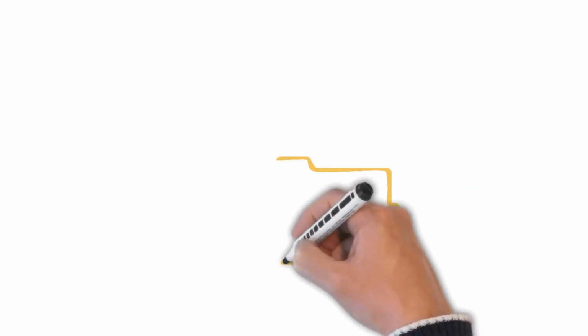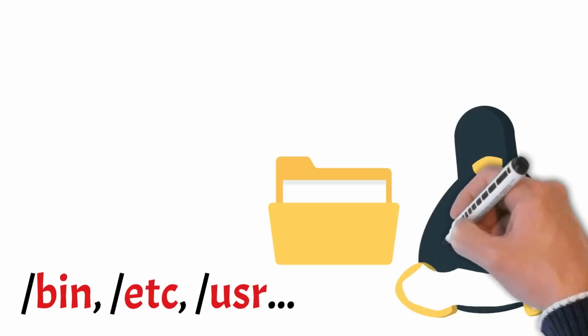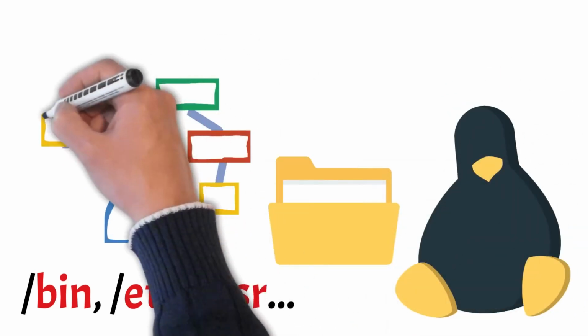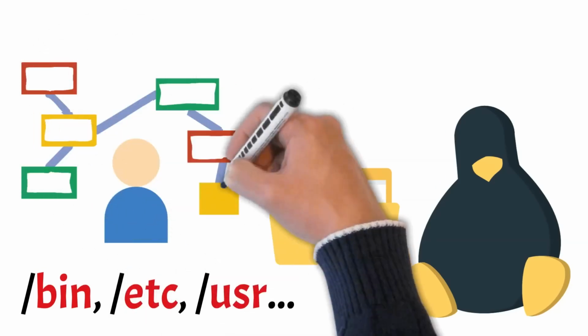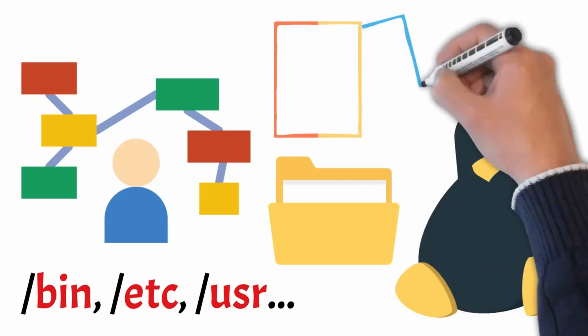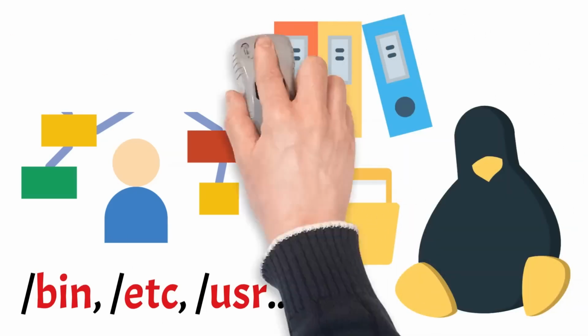Ever wondered what all those strange folders like bin, etc, and usr actually do in Linux? In this video, we'll break down the Linux file system structure, starting from the root and exploring each top-level directory one by one. Whether you're a beginner or just curious, this will help you understand how Linux organizes everything behind the scenes. So let's get started.